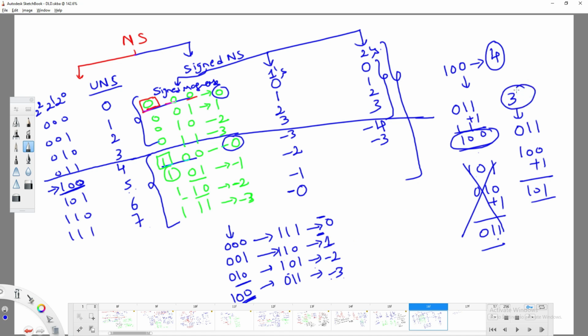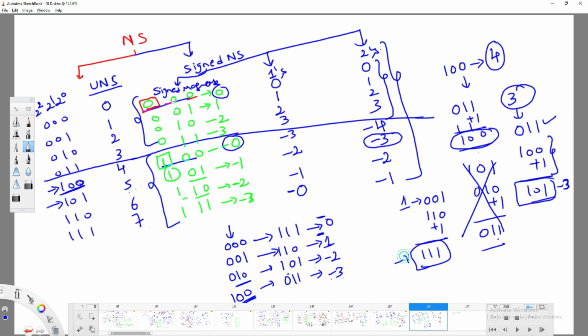I have taken the number 3, written it in binary, and found its 2's complement. I got 101, which is minus 3. Meaning that wherever 101 is there, in that particular location, I write it as minus 3. Similarly, it should be minus 2 for the next one. Observe, if you want, take the value of 1, which is 001. Take its complement, 110, and add plus 1, so we get the 2's complement, which is 111. Wherever 111 is there, that is the complement of 1 in the 2's system.